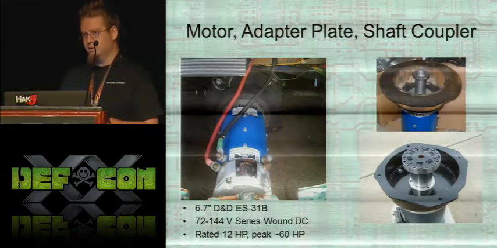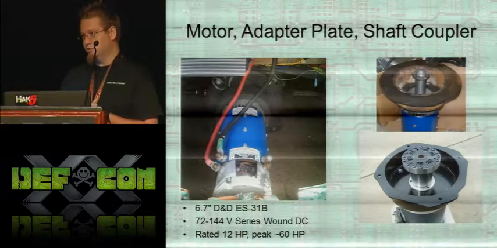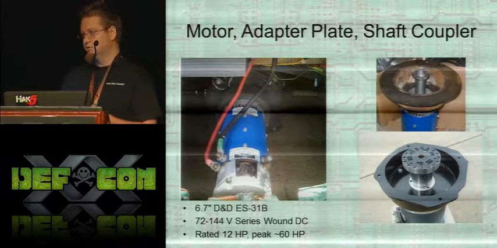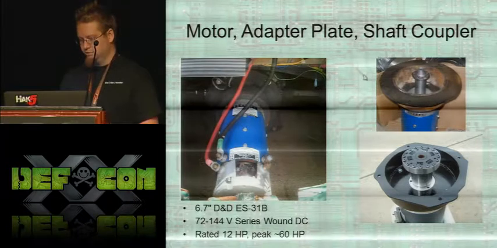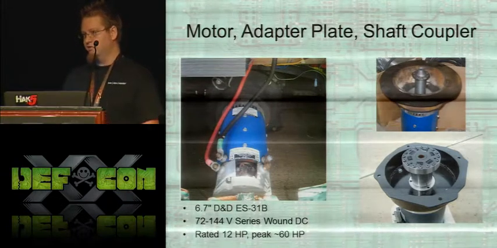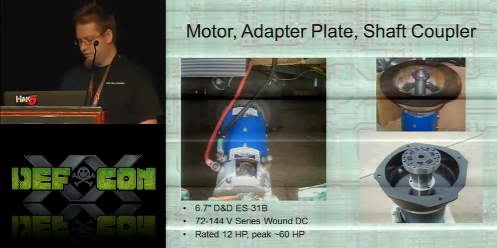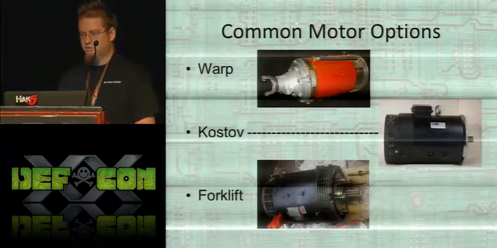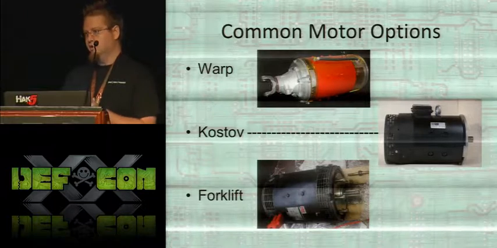It peaks at about 60 horsepower, running at 120 volts, and you can bump the voltage up if you want, and you can run more amps through it also, if you blow some extra air through it to cool it off better. That's really the limit on the power that an electric motor has, just the heating. You have to keep that under control. So, some common motor options: there's Warp motors in the US.